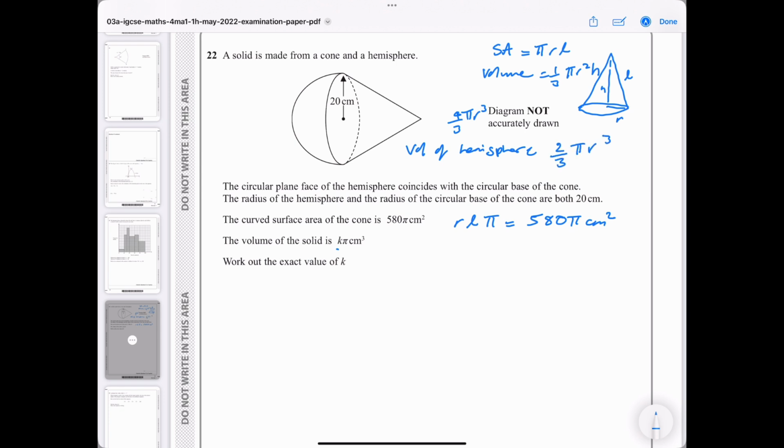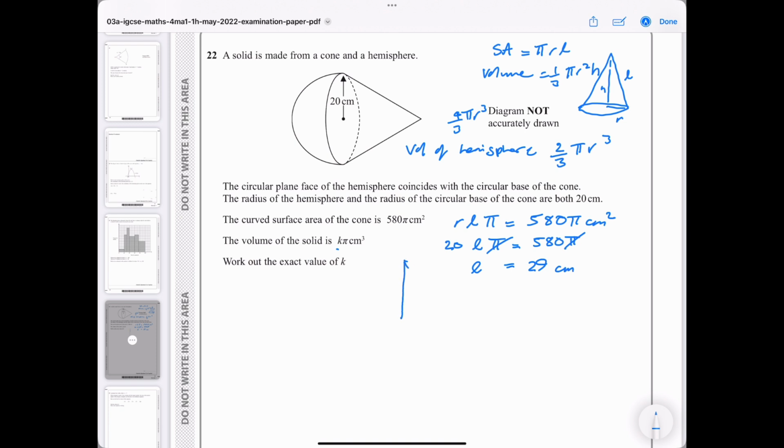Right, we know R L pi equals that. So we know that 20 times L times pi equals 580 pi. And we can get rid of the pi's. And now we know 20L equals 580. So divide 580 by 20 and you get L equals 29 centimetres. Now we are actually going to have to find the vertical height H.